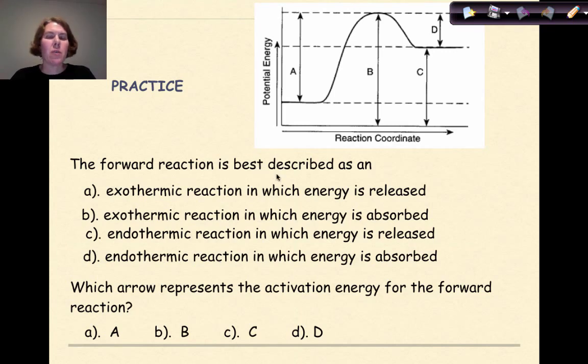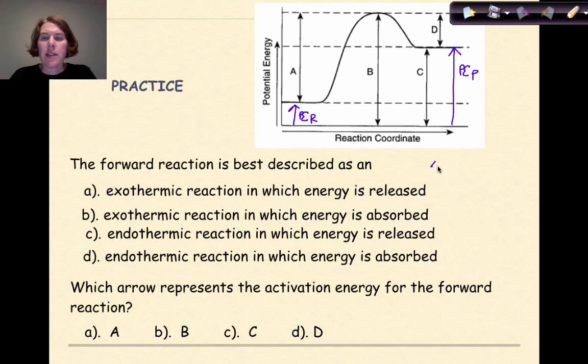The forward reaction is best described as an exothermic reaction in which energy is released, exothermic reaction in which energy is absorbed, endothermic reaction in which energy is released, endothermic reaction in which energy is absorbed. Classic question here. So the first thing that we need to figure out is whether this is an endothermic or an exothermic reaction. So here's the potential energy. Let's see, potential energy of my reactants right here. And this is the potential energy of my products right here.